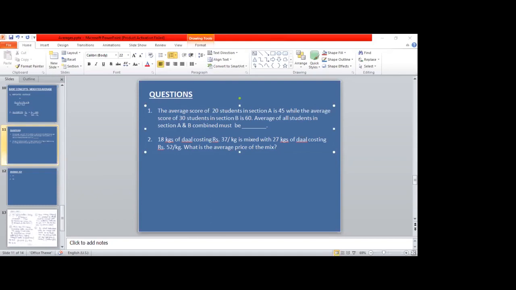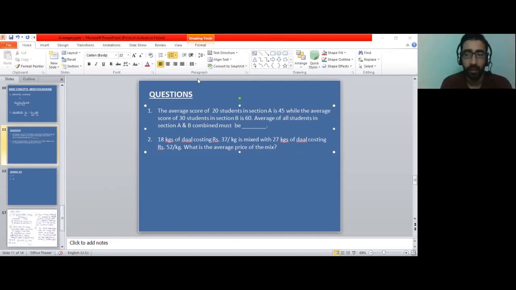Okay, cool. Let's talk about the two questions and also talk about maybe an alternate approach and also talk about the formula that I had in mind. Question number one. I hope what is absolutely clear is that the average here is going to be 20 into 45 plus 30 into 60 divided by 50. Your total score divided by total number of students is what your average is going to be, which is of course 54. Is this clear?